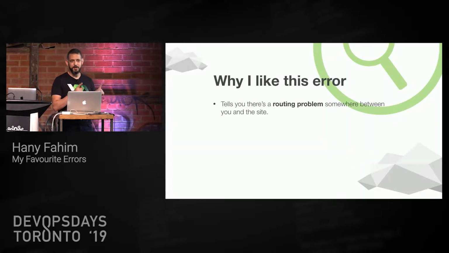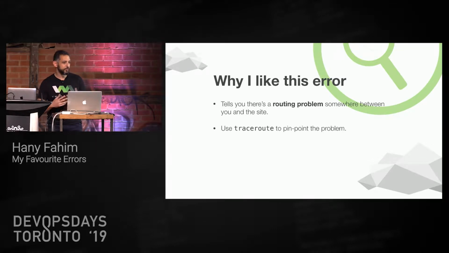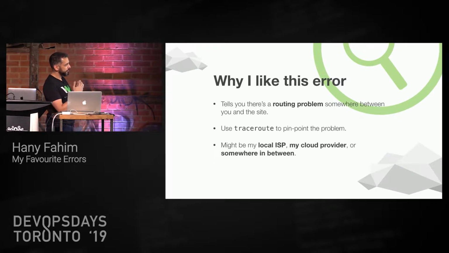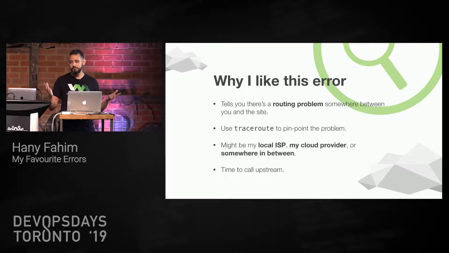I like this because it tells you it's a routing problem right away. I usually use the traceroute tool to help pinpoint the problem, and usually if you call somebody about this, they're going to ask you for traceroutes. It could be a problem with your local ISP, your cloud provider, or hosting provider, or anywhere in between. You don't really have a choice anyway. You've got to call upstream to figure out what's going on.